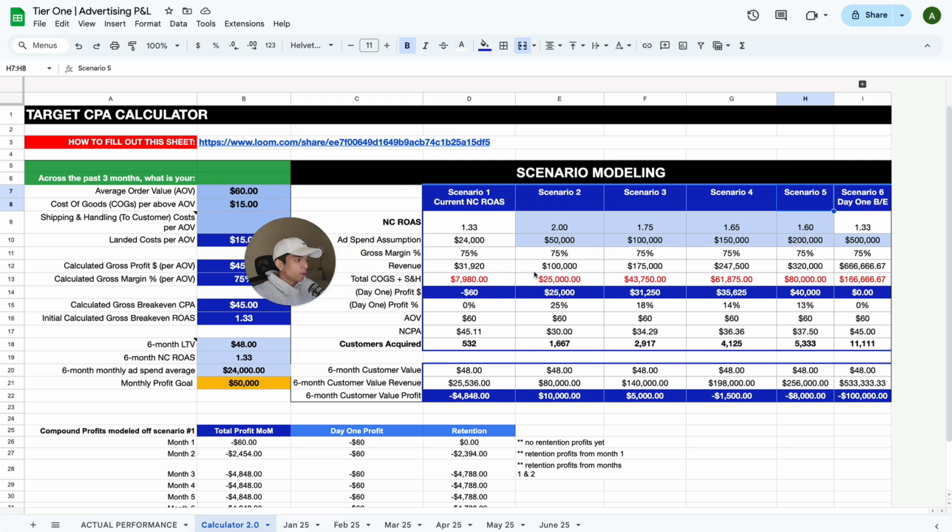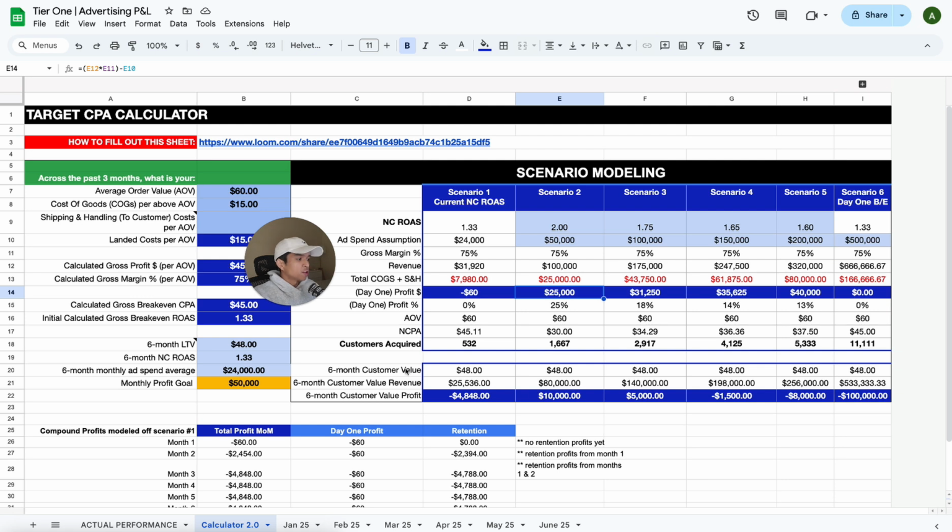So let's take a look here at scenario 2. In scenario 2, we've bumped our budget up to $50K. Our return on ad spend is a 2.0. Our gross margin stays the exact same because we're not doing any heavy discounting or any sales. We're just increasing volume. And as you can see, we make $25K in profit.